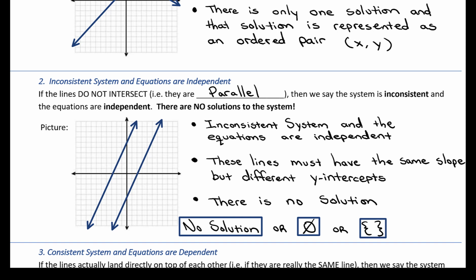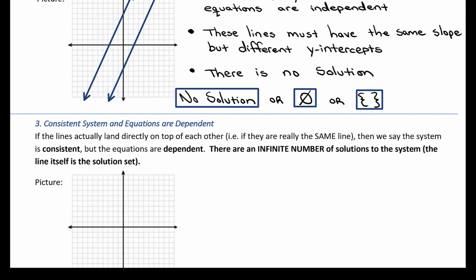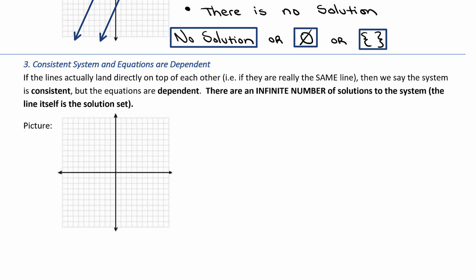All right, number 3. Number 3 here is consistent system and equations are dependent. If the lines actually land directly on top of each other, that is, if they are really the same line, then we say the system is consistent. But the equations are dependent. There are an infinite number of solutions to the system. The line itself is the solution set.